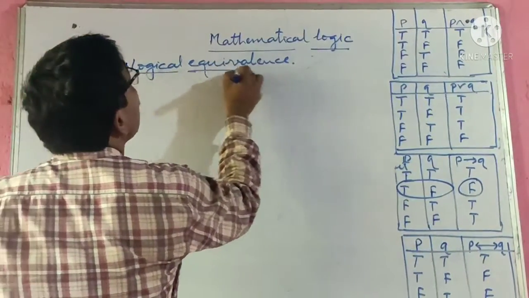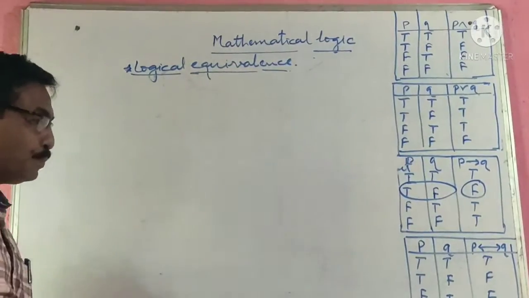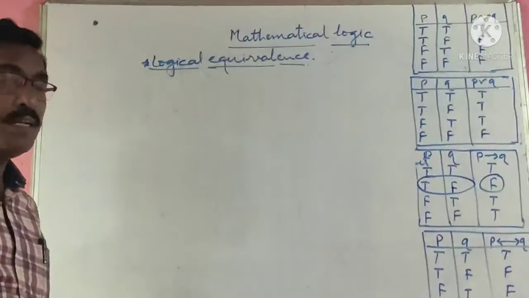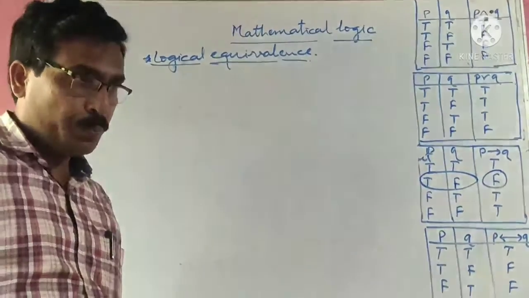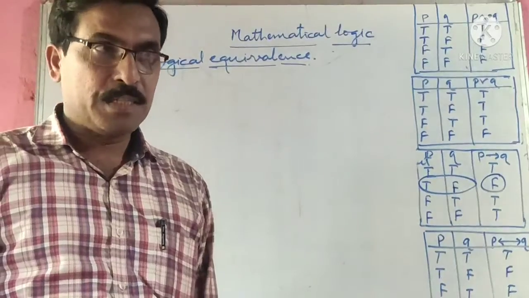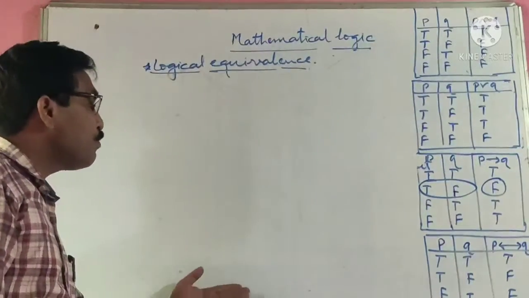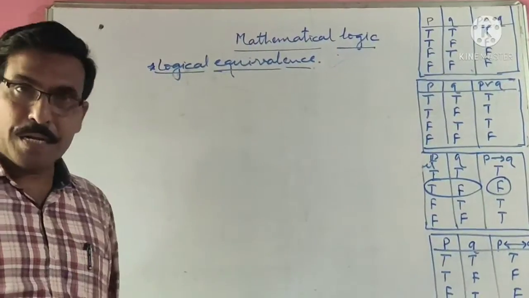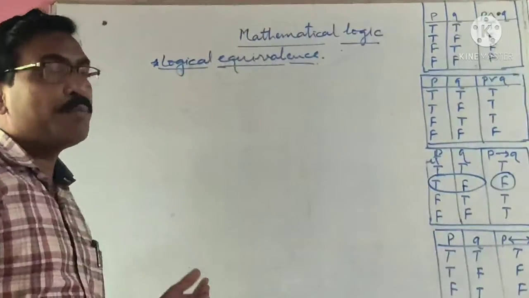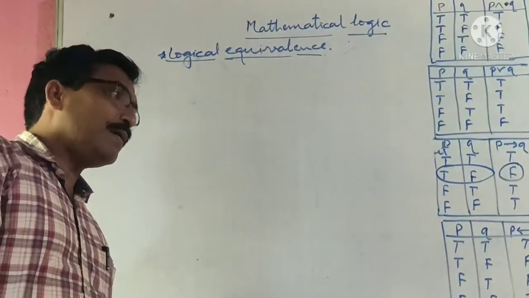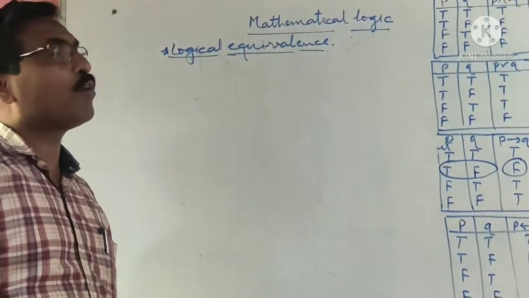Logical equivalence. Now first we have to see when two or more statement patterns are said to be logically equivalent. Now we have just seen the truth table of one statement pattern. In their truth tables we have columns and there are entries in their columns.